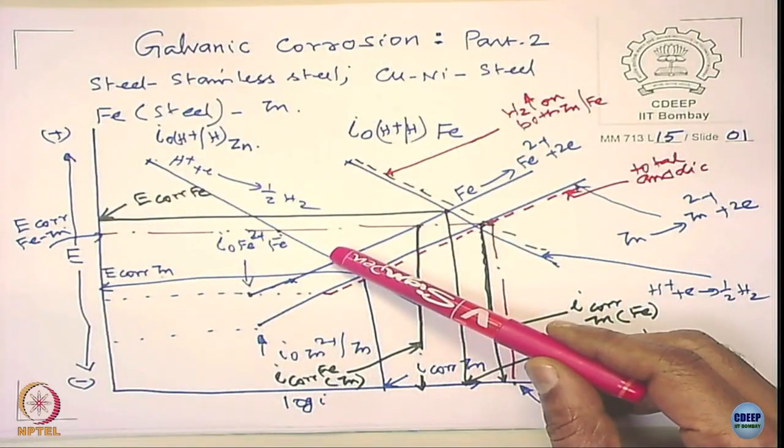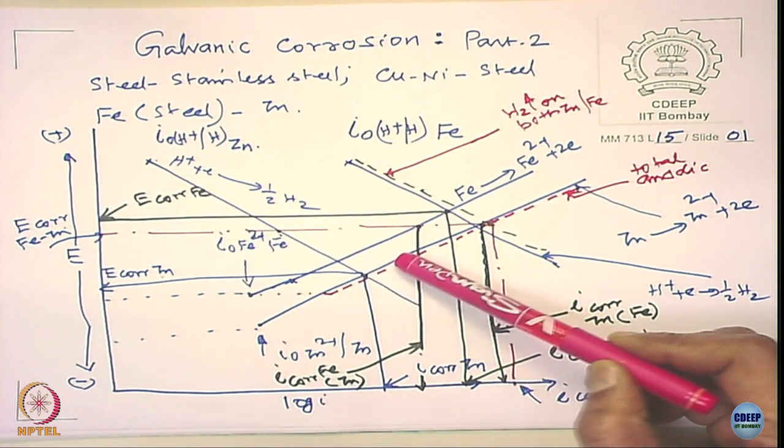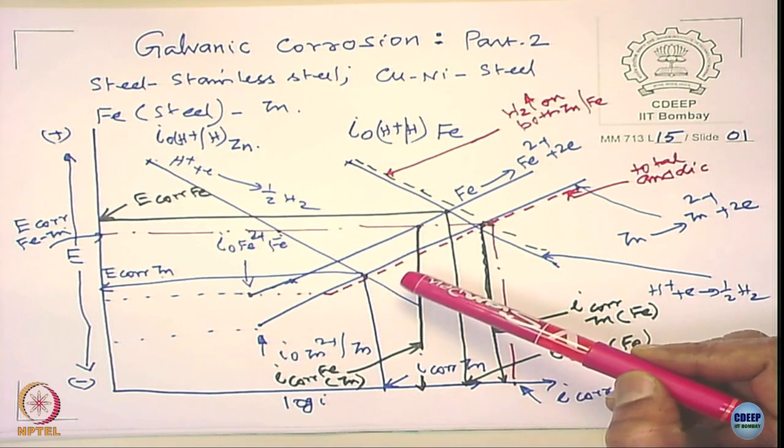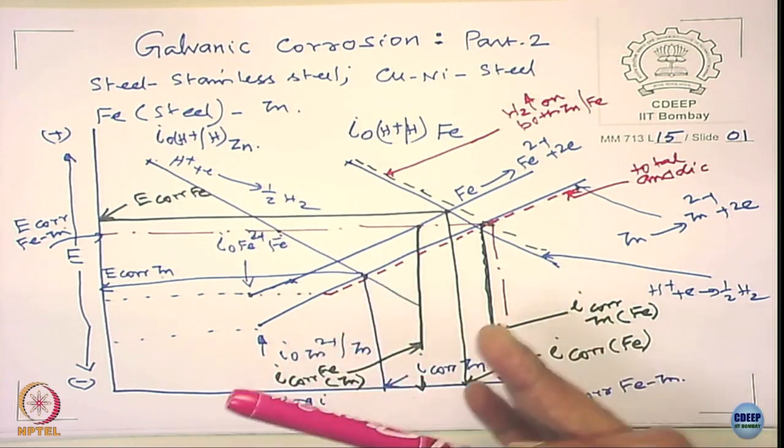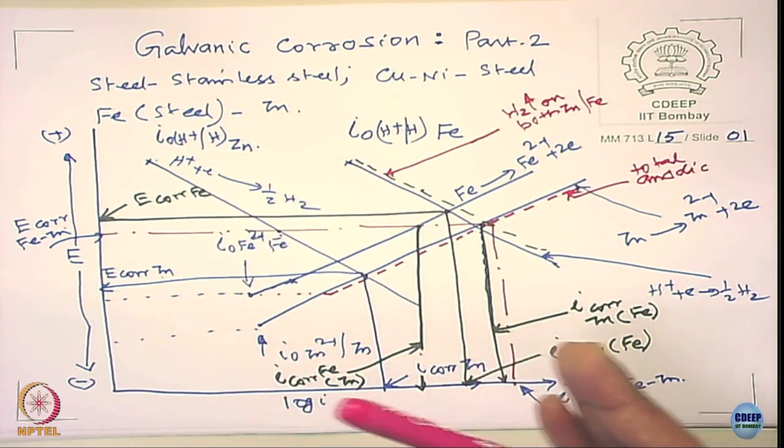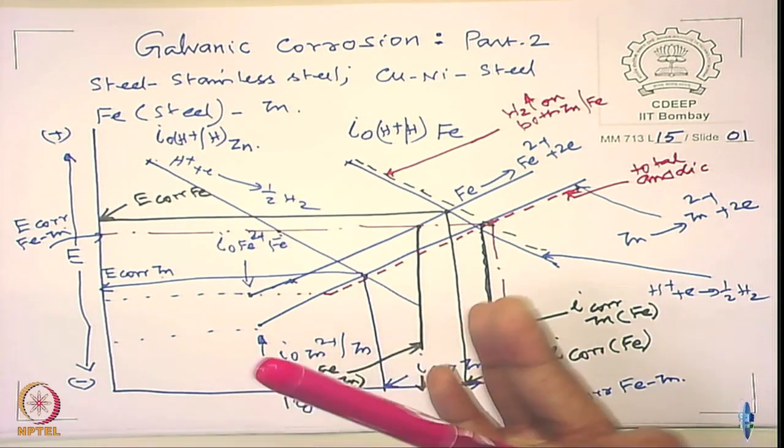Please see here, this is a log scale. The log scale means it is a log value. Assume that it is 10 power minus 4 and 10 power minus 3, you add it, what happens? It is going to be 1001, for example.